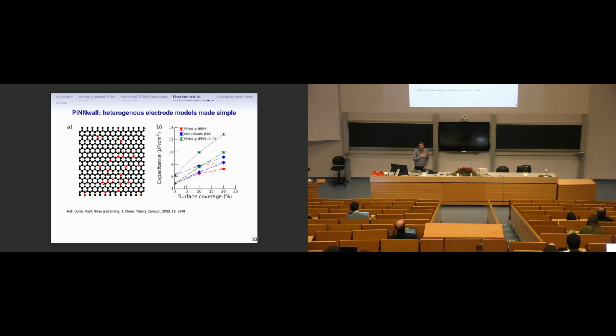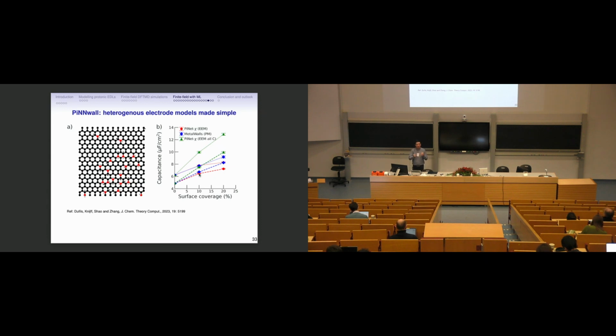So here I'm showing you examples where you have the hydroxyl-terminated graphite. You can see that when you increase the surface coverage, there is a large increase of the capacitance. And this is not a surprise, because when you increase the surface hydroxylation, it increases the hydrophilicity of the surface. So your capacitance becomes larger.